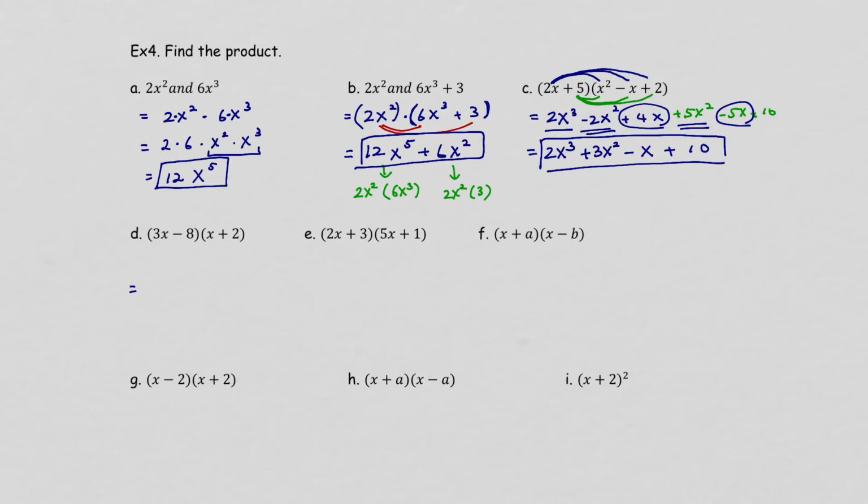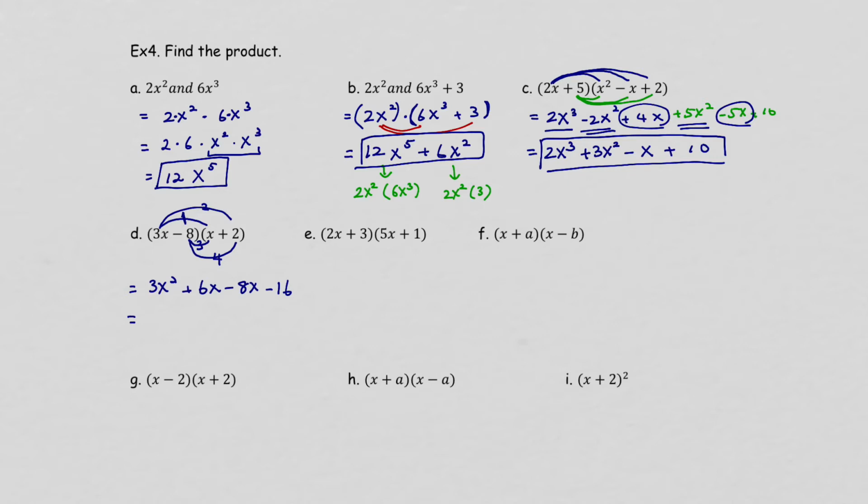I will write it a little bit lower so you can all see the writing. I will do 3 times x. And I did that first, right? And then I will do 3x times 2. Then, because I'm done with 3x now, I will do negative 8 times x. And then the last one will be negative 8 times 2.